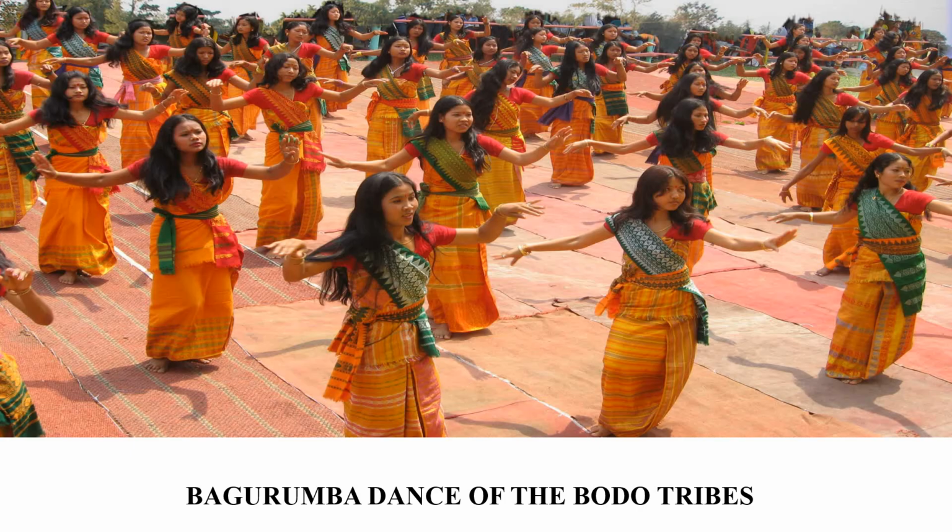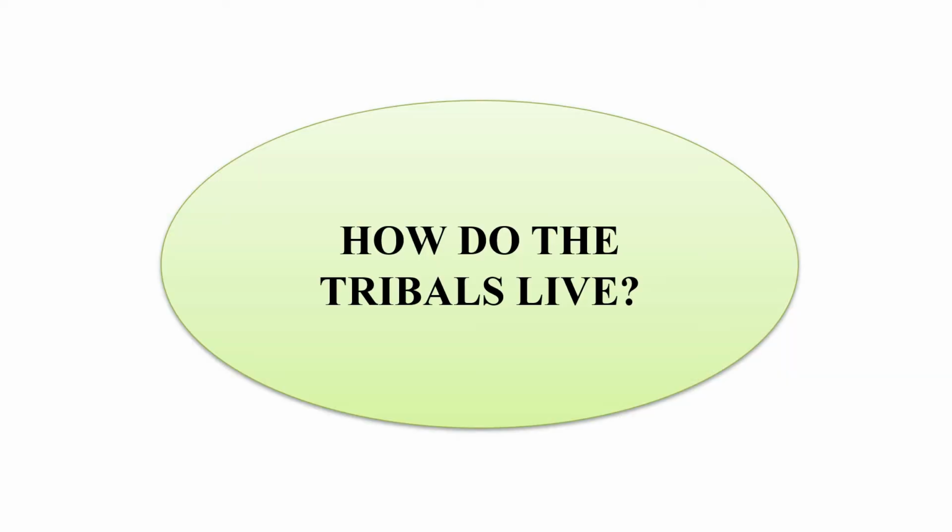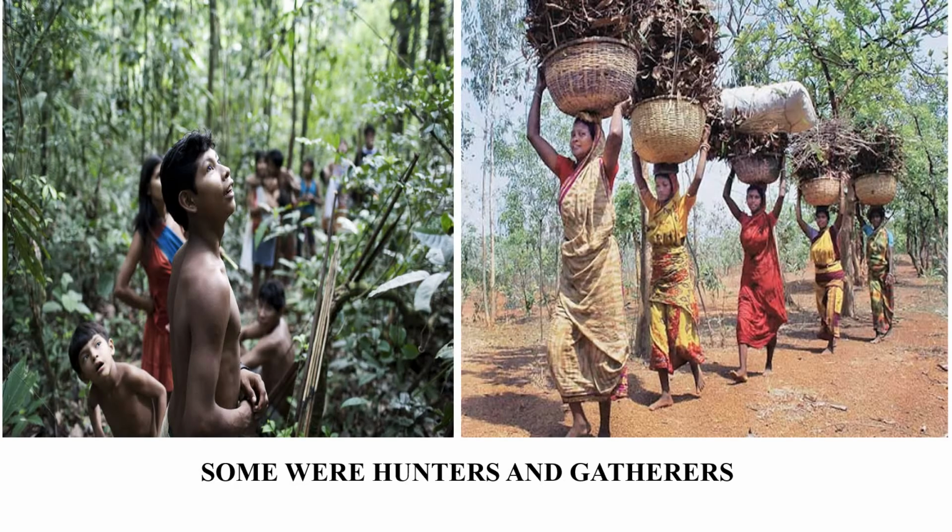This is an image of the Bagurumba dance which belongs to the Boro tribes of the northeastern region of India. Now let us see how the tribals lived. In many regions, tribals made their living by hunting and gathering forest products. Forests were essential for their survival. They gathered fruits, roots, honey, and medicinal herbs from the forest. They either consumed these goods themselves or sold them in the market.